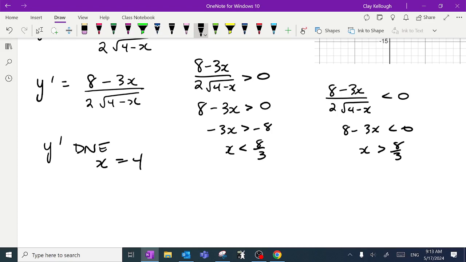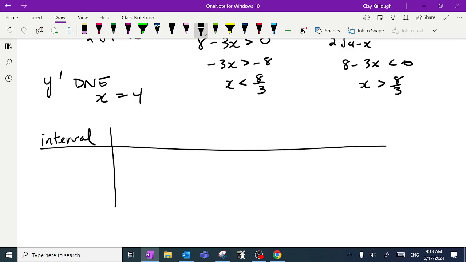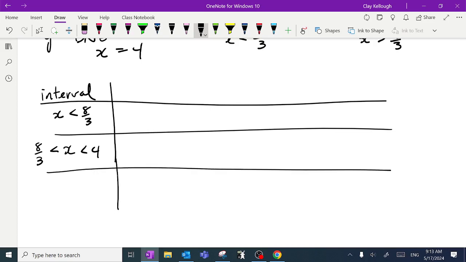Okay? And I wouldn't mind maybe even doing a quick interval chart on this to make sure I've got it proper. So my interval chart would be, okay, what happens when x is less than 8/3? So there's the first one. Then what happens when x is between 8/3 and 4? Because again, my other critical value is 4. And then what happens when x is bigger than 4?